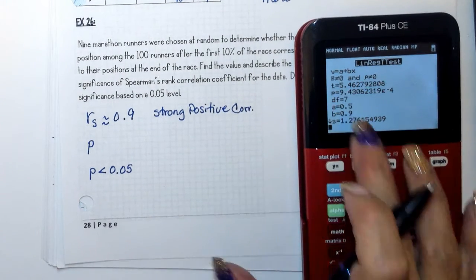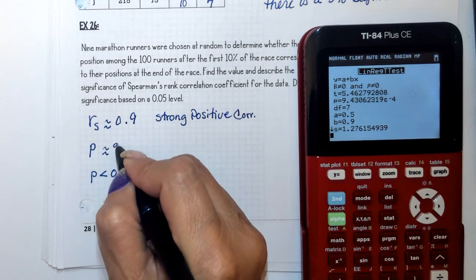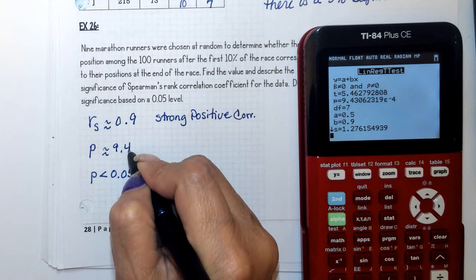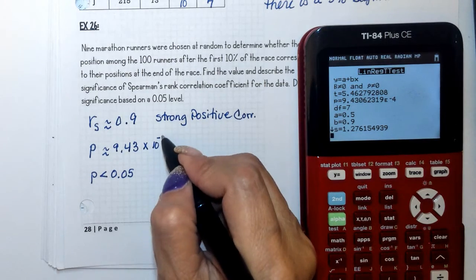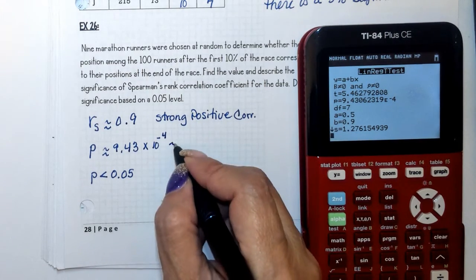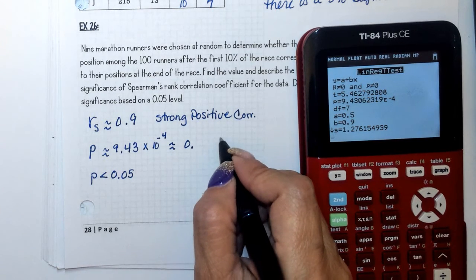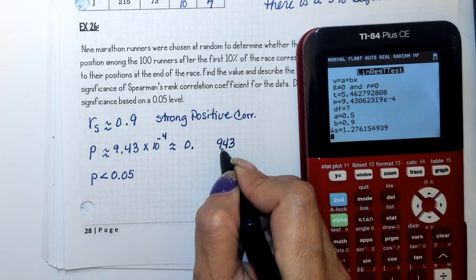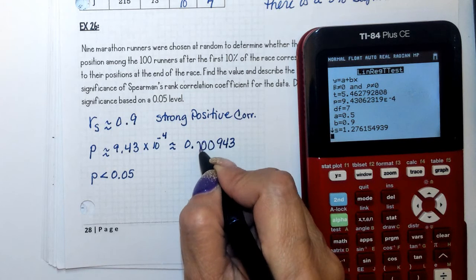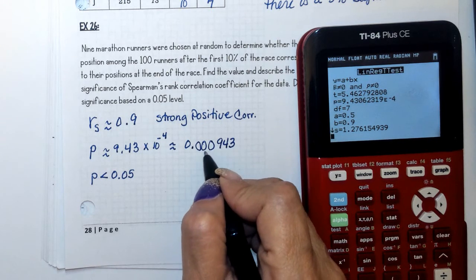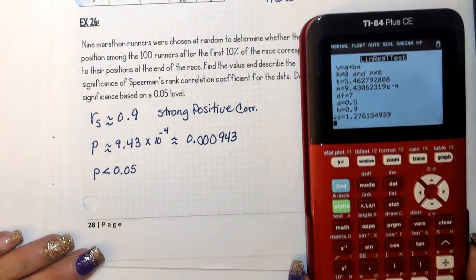P is, where's P? There's P. Oh, pay attention to that. It is 9.4. I'm going to put 3 times 10. Remember, e to the negative 2 means 10 to the negative 4. Let's write that out. That would be 0. Let's see, I'm going to put 943. And then I have to move it over 1, 2, 3, 4. If it was here, 1, 2, 3, 4. So 0.000, that's pretty small. That's not even a penny.